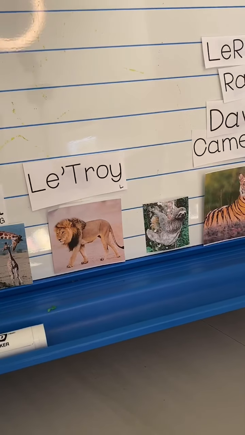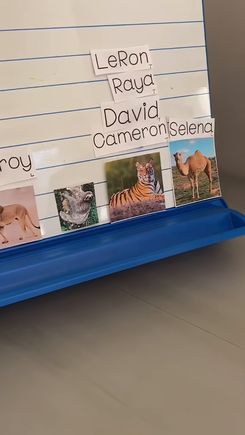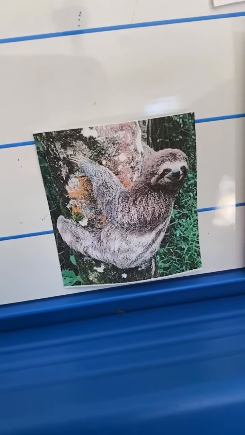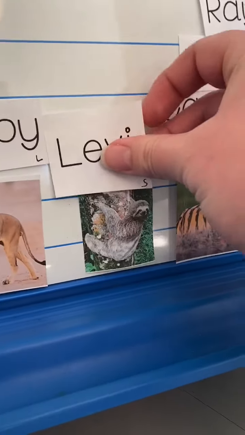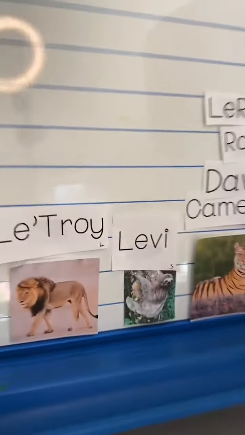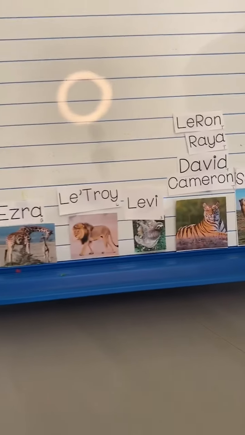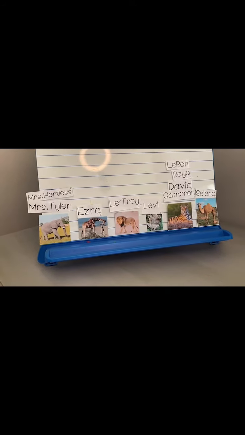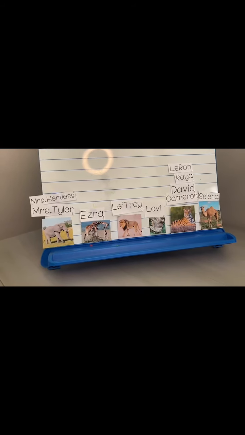We are on my last friend, my friend Levi. Levi likes a, who remembers what animal this is? He likes the sloth. So now we took our data and we put together our graph. Let's zoom out and look at our graph. Now we need to count which has the most and which has the least.